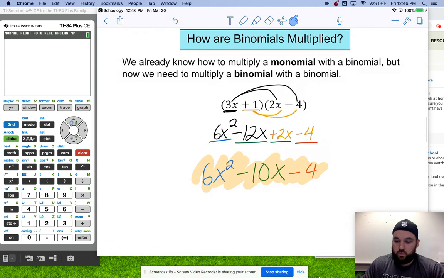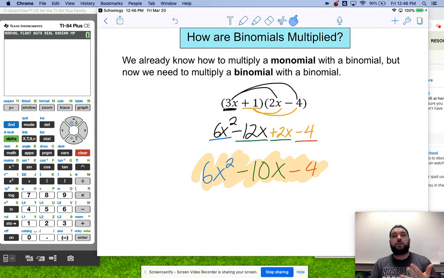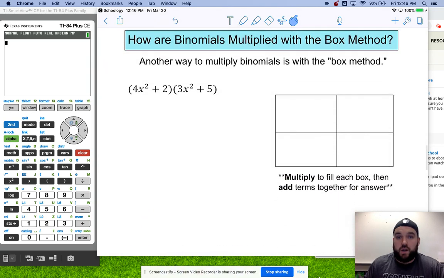Okay, so when I'm multiplying binomials, it's basically just 2 rounds of distribution. You may have heard of the phrase FOIL before, or the acronym FOIL. I don't love it. It's just basically reminding you to multiply everything in the first binomial with everything in the second binomial. Another way you can do this that I really like is what I call the box method. And it's really just breaking down each set of parentheses so you don't forget to multiply something.